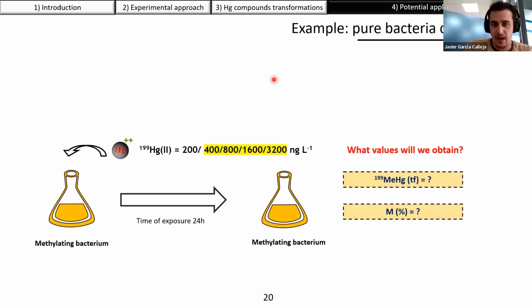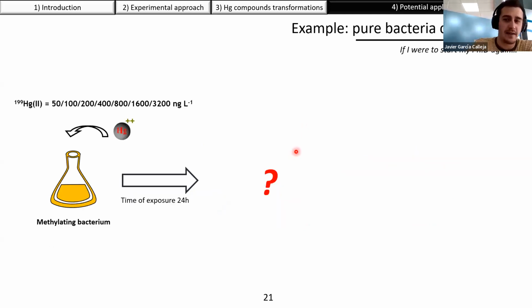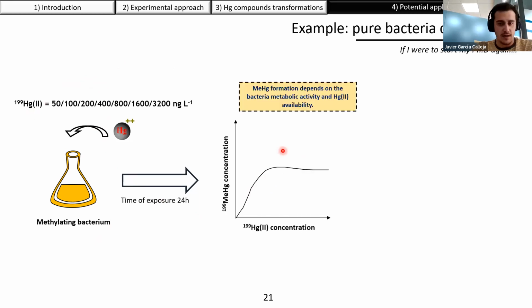But what I was wondering is, if we add 400 ppt, we will have 200. If we add 800, if we add 1,600 ppt, we will obtain the same values. Here we will obtain the double. So based on that, if I were to start my PhD again, and I were working with a single organism, first of all, I would carry out this experiment. And this is what I expect to happen.